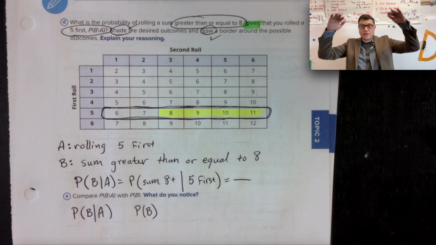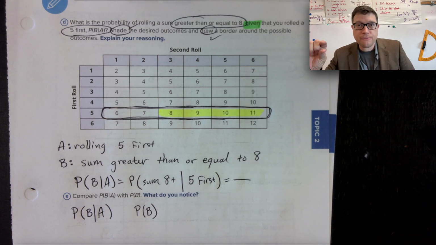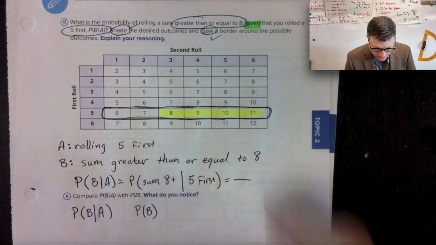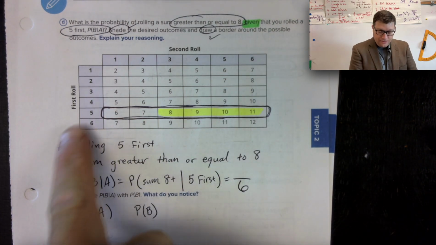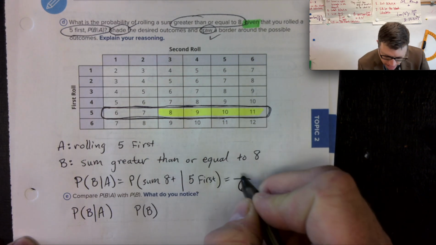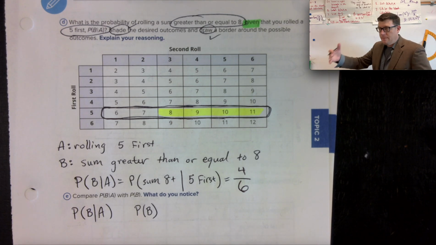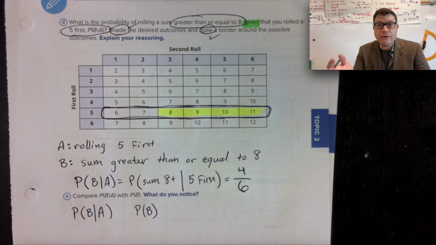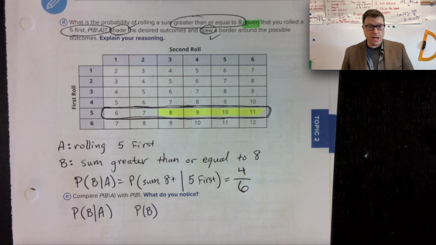Instead of it being the entire sample space, now we're only focused on rolling a 5 first. There are 6 of them. And of those 6 5-first scenarios, 4 of them have a sum of 8 or greater. So there's our probability. The probability of B given A, the probability of rolling a sum of 8 or greater, given you rolled a 5 first, is 4 out of 6. Kind of likely. 4 out of 6 is greater than 50%.